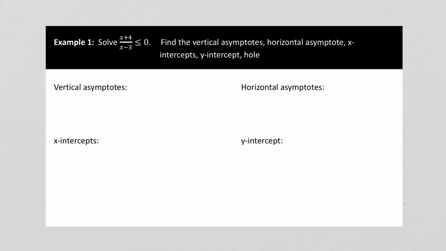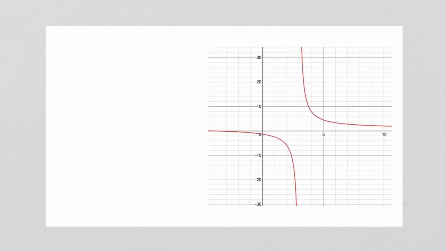We find the vertical asymptotes just as we have before. Take the bottom, set it equal to 0. So x equals 3 will be a vertical asymptote. I'm going to go over here and put it on our graph.